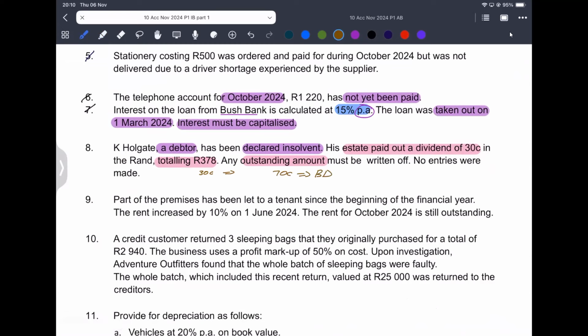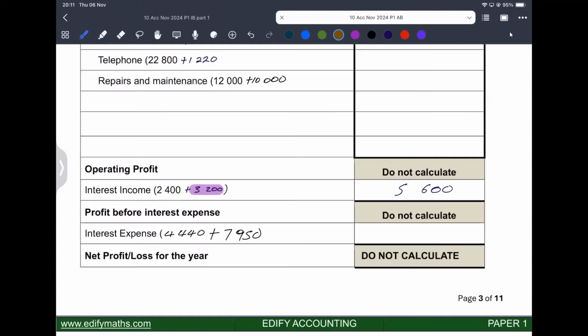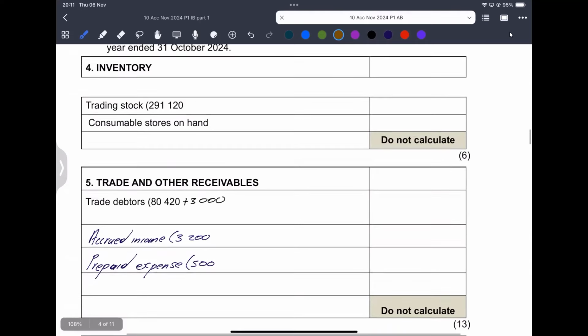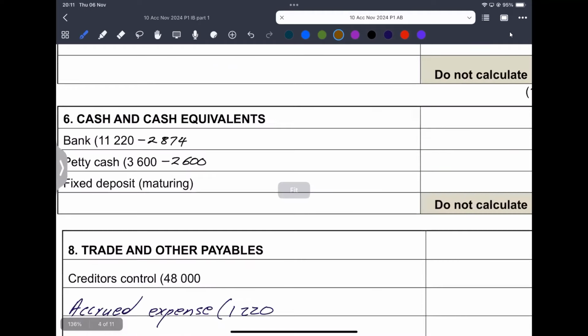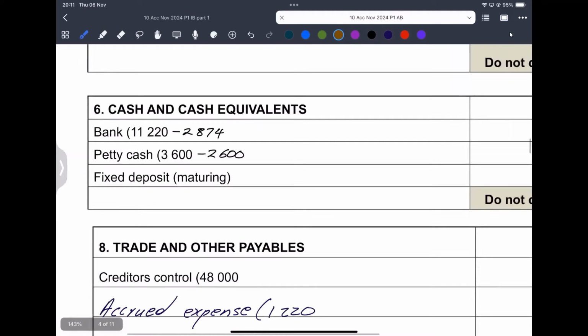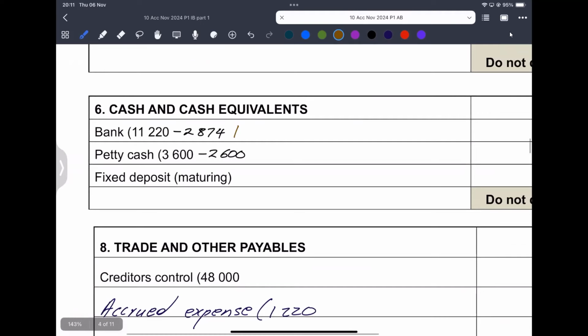Now, no entries were made. If they say no entries were made, I will start with the amount that I've been given, which is 378. First of all, I am going to go to my cash bank, and because we received it, we are going to add it. I'm going to add it to my bank. It will be 378 because it was received. You with me?